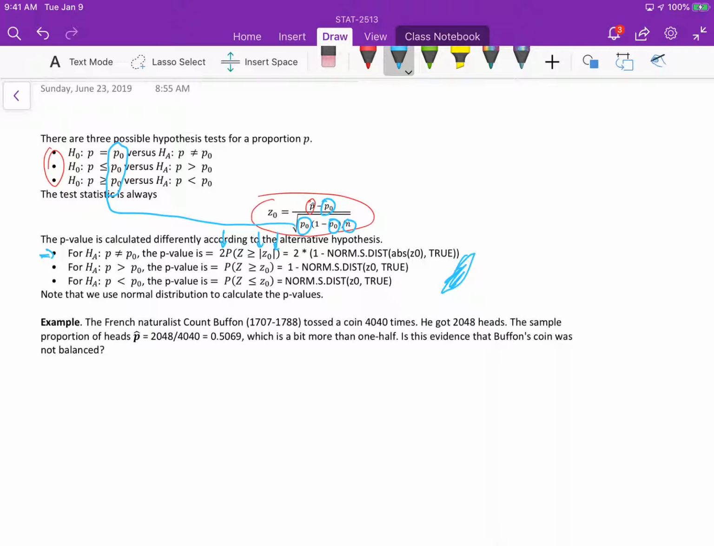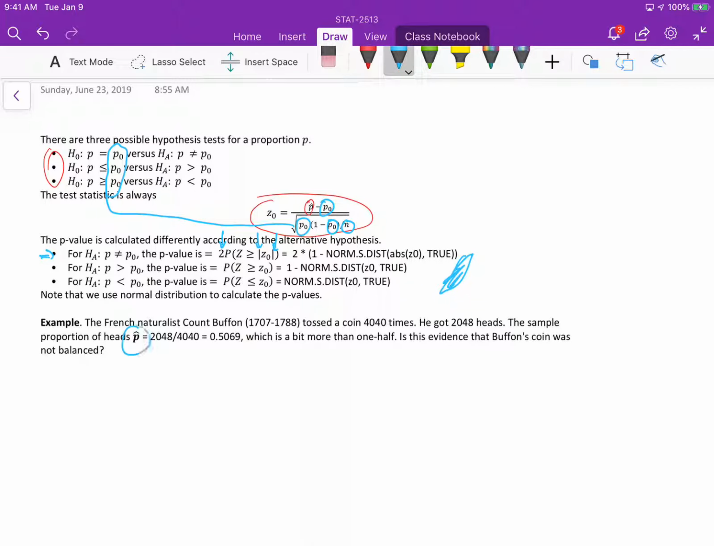The French naturalist Count Buffon tossed a coin 4,040 times. He got 2,048 heads. The sample proportion of heads, if you do the calculation, p hat is 0.5069, so it is slightly larger than half. So is this evidence that the coin was not balanced?